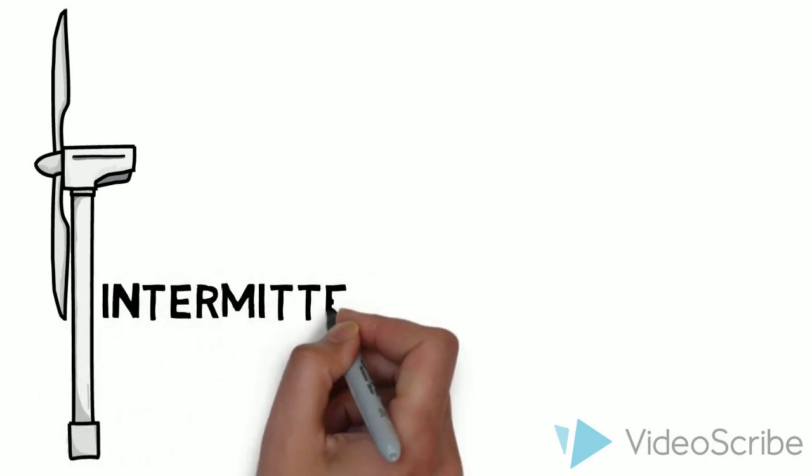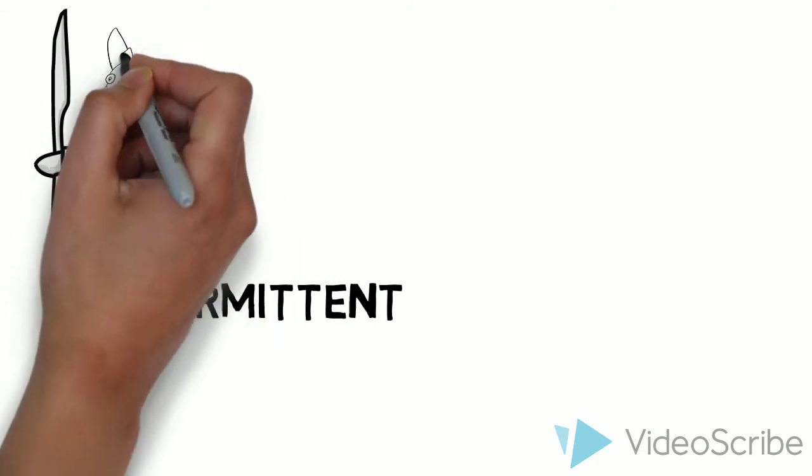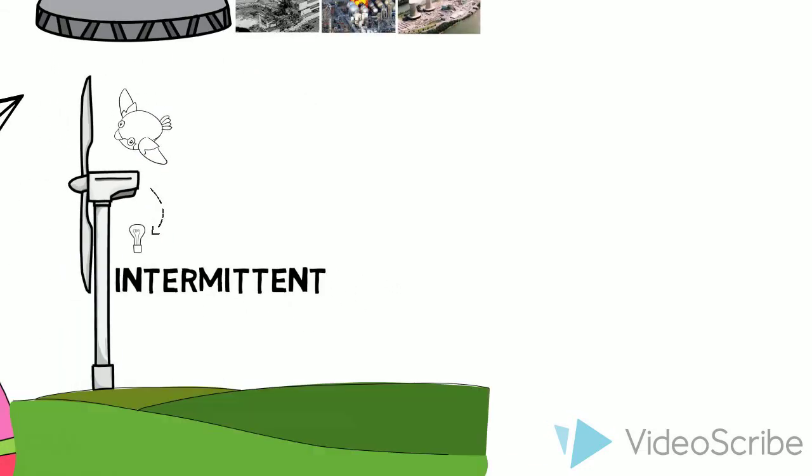Wind power is intermittent and may not always produce electricity when it's wanted. It also needs to be properly located so the turbines don't kill wildlife. Turbines are also often located in remote locations away from major power demands.